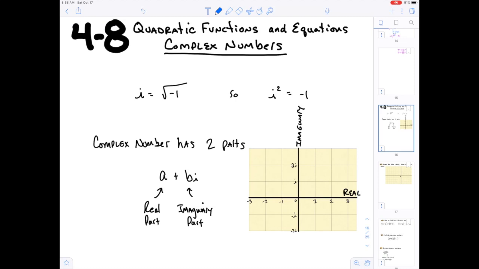This is the first in 3 or 4 videos on complex numbers. This one is just explaining what a complex number is. A complex number is quite simply a number that has 2 parts to it. It has a real part and an imaginary part.